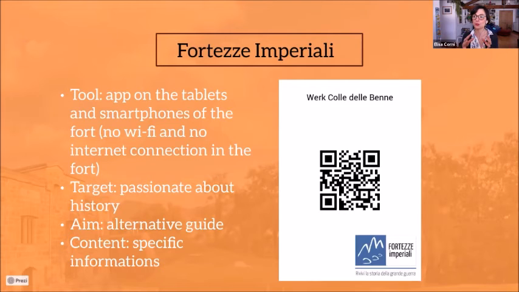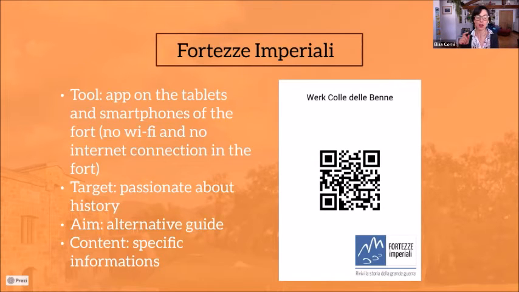So we had to solve the problem, and we decided that the application will be on tools that belong to the fort. So people who want to visit the fort with this digital system can do it with our tools and not with their own. Sorry, but that's a big limit. The target of this tour are those passionate about history.